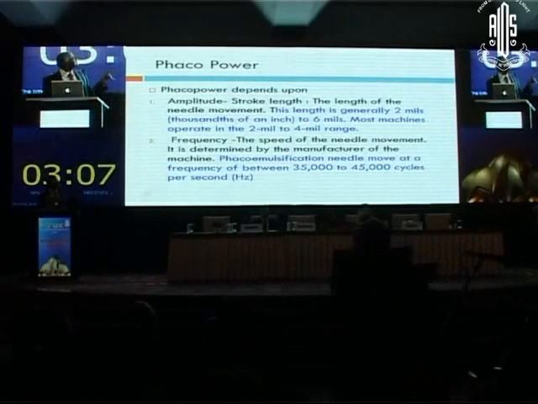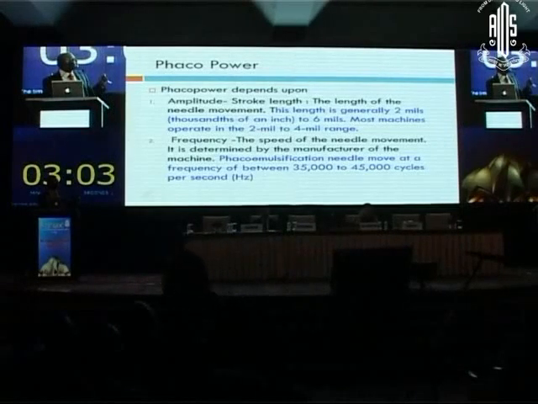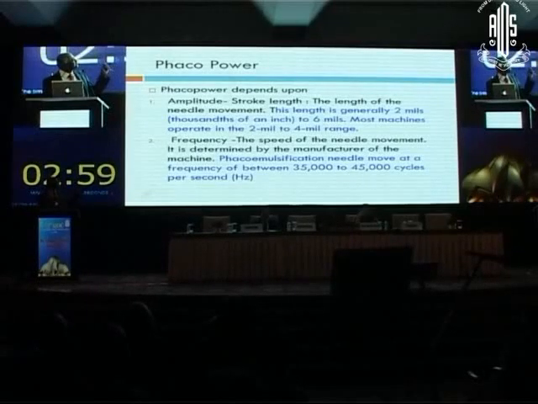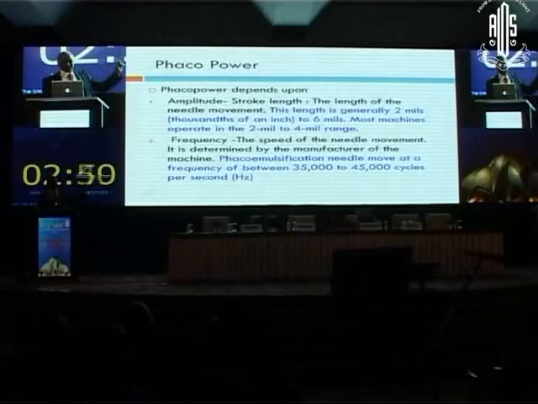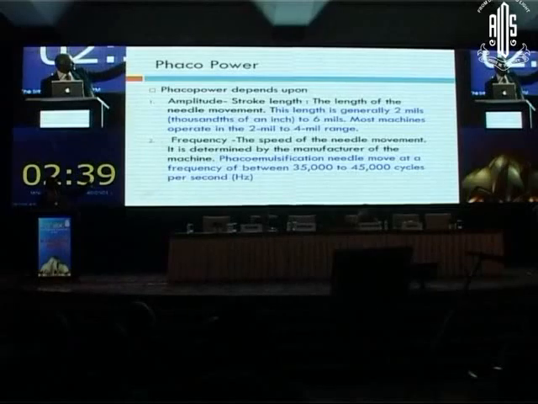Now the phaco power depends on amplitude, which is equal to stroke length, the length of the needle movement. This length is generally 2 mils. Now, what is a mil? It is a thousandth of an inch. A thousandth of an inch is called a mil. It should be up to 6 mils. Most machines operate in the 2 to 4 mil range.